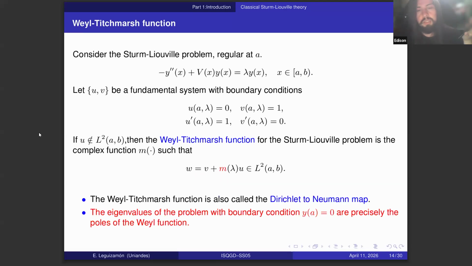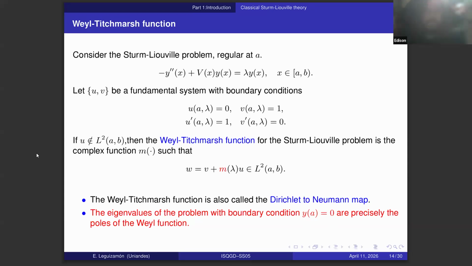It is a really well-known function. It is usually called the Dirichlet-to-Neumann map, and the eigenvalues of this problem, when we impose this boundary condition, are the poles of the Weyl function. So the Weyl function works to find the eigenvalues.